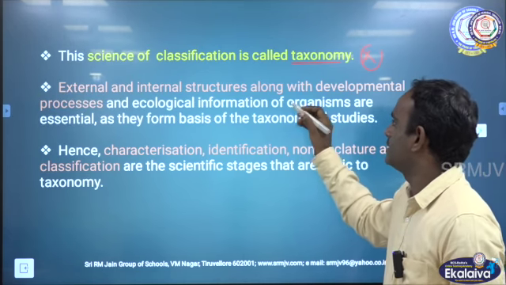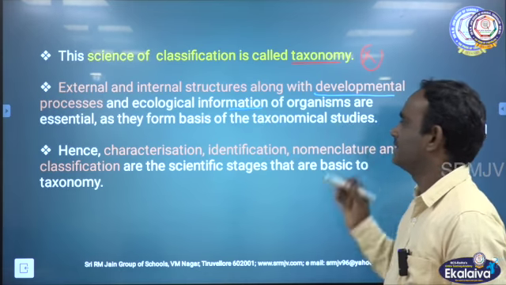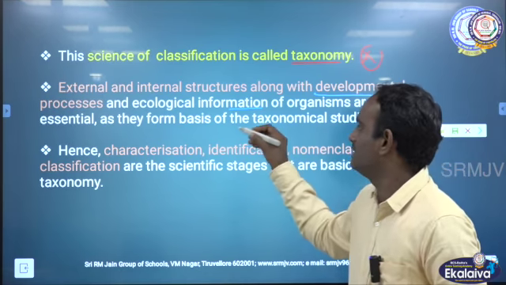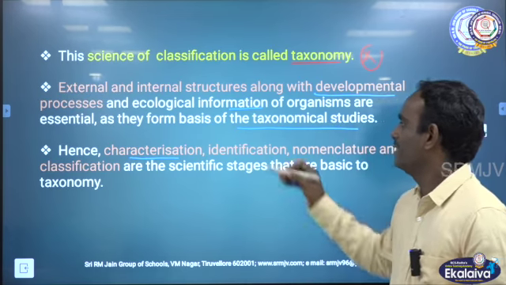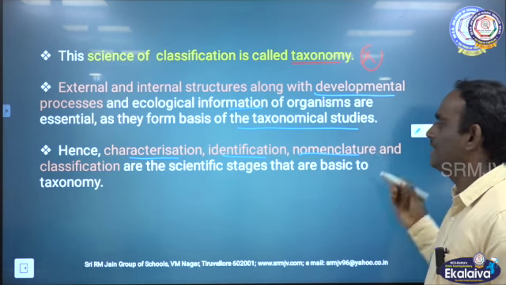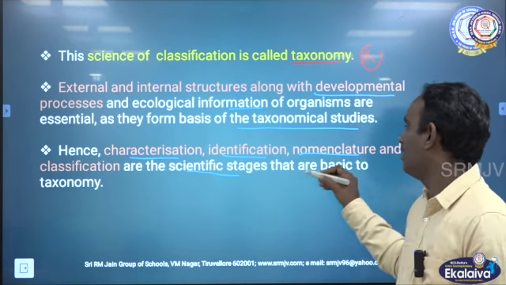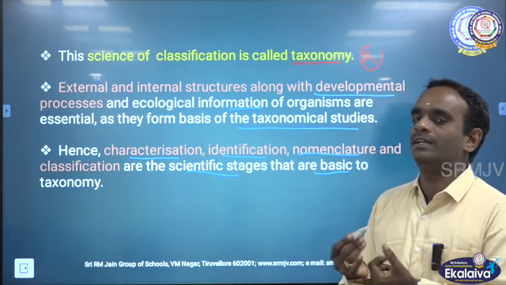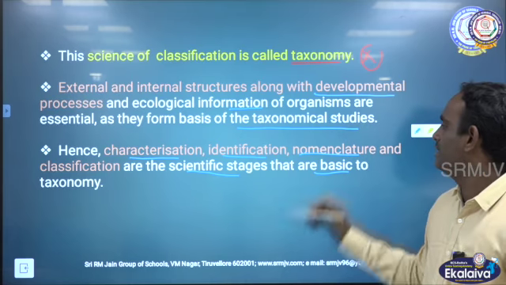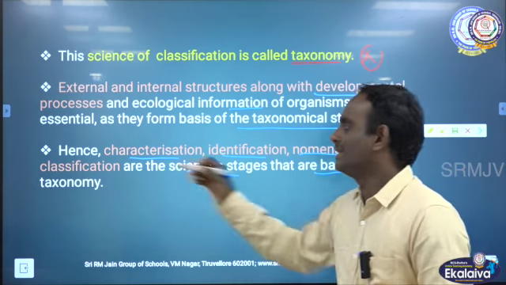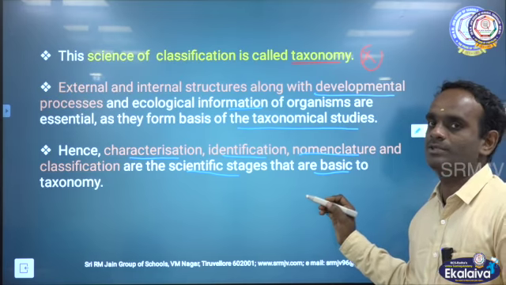External and internal structures along with developmental processes and ecological information of organisms are essential as they form the basis of taxonomical studies. Hence, characterization, identification, nomenclature and classification are the scientific stages that are basic to taxonomy. So, what are the things basic for taxonomy? First one is characterization, second identification, third nomenclature, and the last one classification. These are all the scientific stages basic to the study of taxonomy.